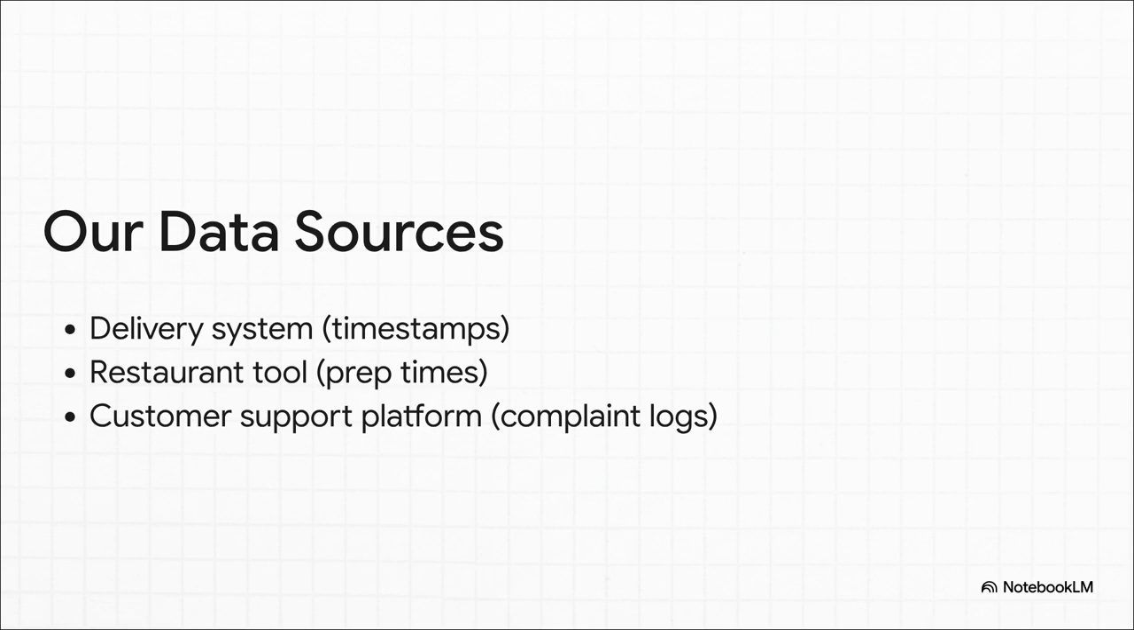First, we've got the delivery system. This gives us the hard facts, the when and where, all those crucial timestamps. Then there's the restaurant tool, which tells us what happened. How long did it actually take to prepare the food? And finally, the customer support platform. This is where we hear from the who, the actual voices of the customers. Each one holds a really vital piece of the puzzle.